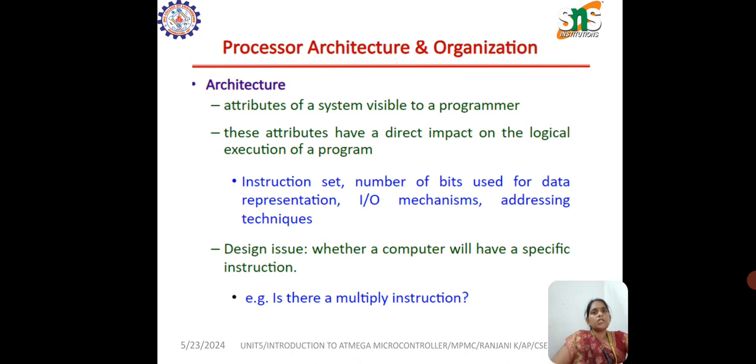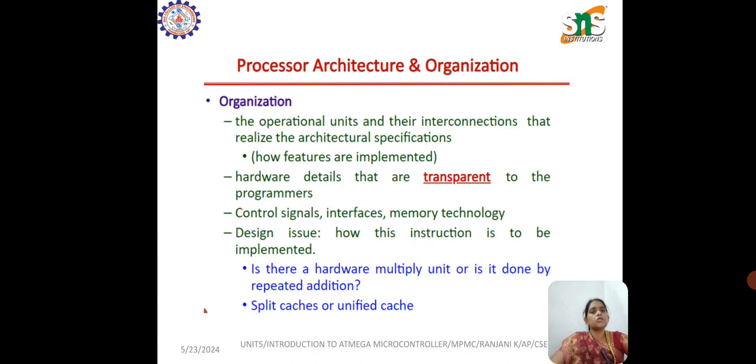Computer architecture refers to the attributes of a system that are visible to the programmer, and these attributes have a direct impact on the logical execution of a program. It has an instruction set, a number of bits used for data representation, I/O mechanisms, and addressing techniques. The design issues are whether a computer will have a specific instruction, and the processor organization.